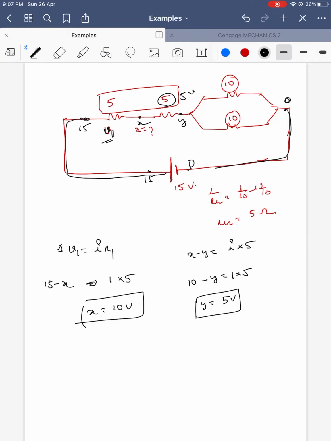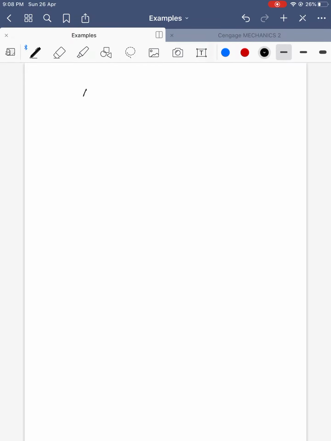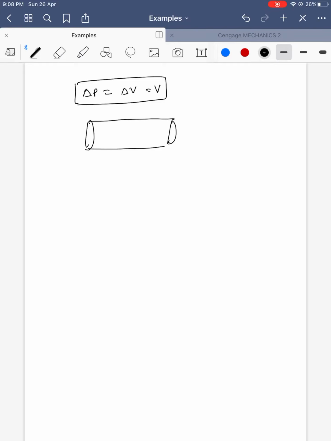Why are we saying examples? Whenever delta P is given, you assume it as delta V or voltage V, which I gave. If pipes are connected in series, say one large pipe, another small pipe, first get the resistance R1, and assume the other as R2. They are in series, R1 and R2.